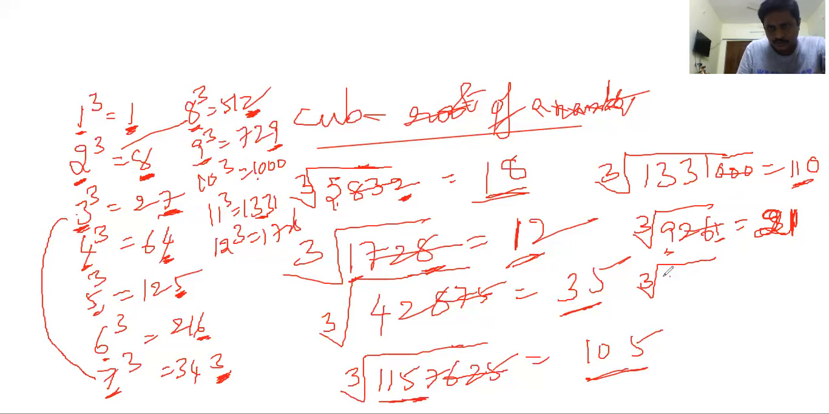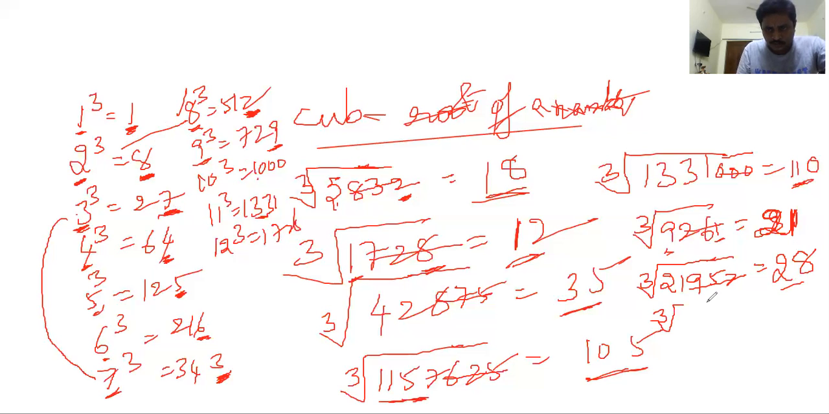Cube root of 21952. Last digit 2 means we get 8 as the last digit. Remove the last 3 digits, leaving 21. The nearest cube is 2 cube, which is 8. 3 cube is 27, which is more, so here we take the lesser value. So the cube root of 21952 is 28.